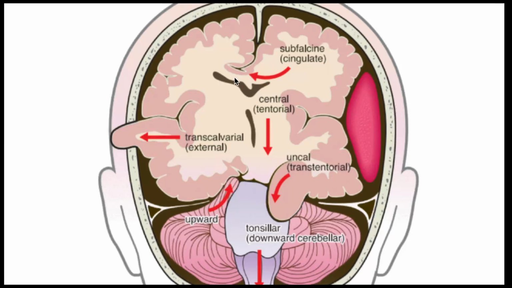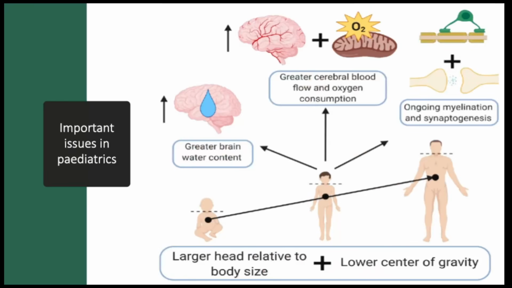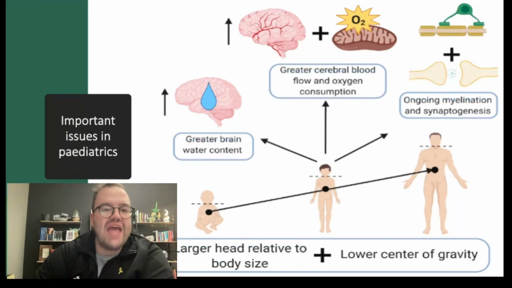so if you look here, the subfalcine is where it shifts from one side to the other. Central tentorial herniation is where the brain goes down towards the brainstem. Transcalvarial is where there is a hole in the skull and you get herniation out of that. You can get upward herniation of the brain stem. And then the most fatal herniation is downward cerebellar tonsil herniation into the foramen magnum, and that can cause instant death.